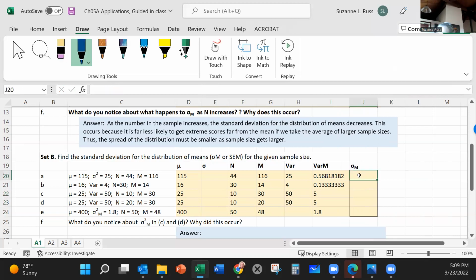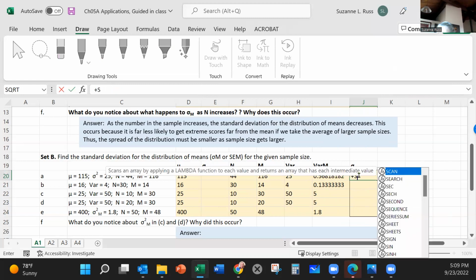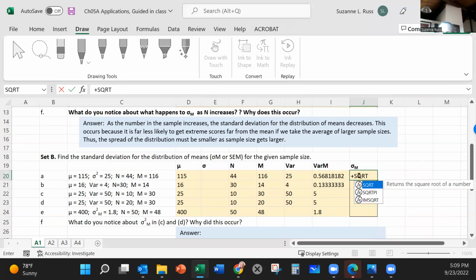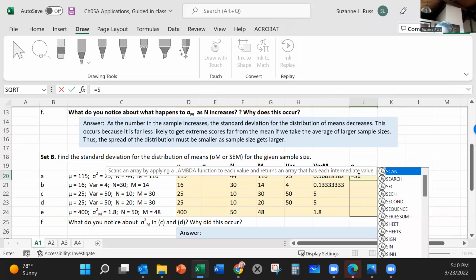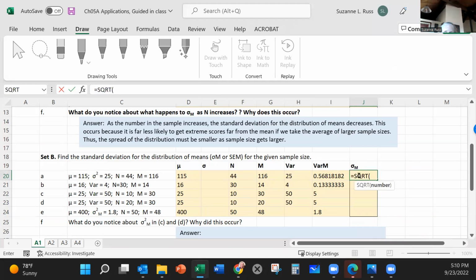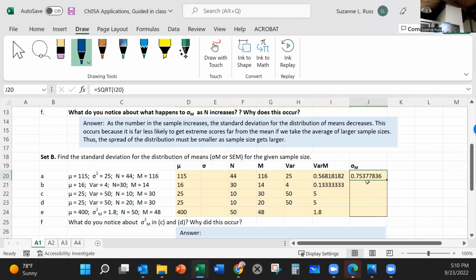Now to get the standard deviation for the distribution of means, I just type equals and I get the square root, SQRT. That needs to be an equal sign. SQRT parenthesis to show what we're asking for the square root of, and we're asking for this. And now I can simply copy this and paste it down. And so now I can see that we have standard deviation for each of these.